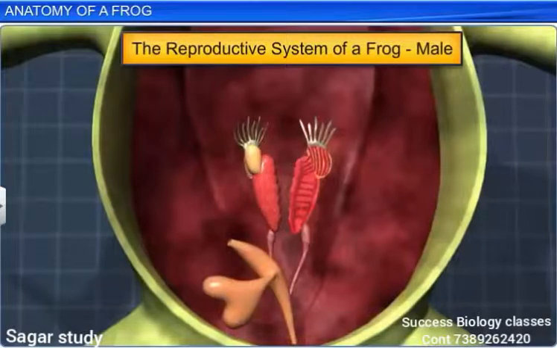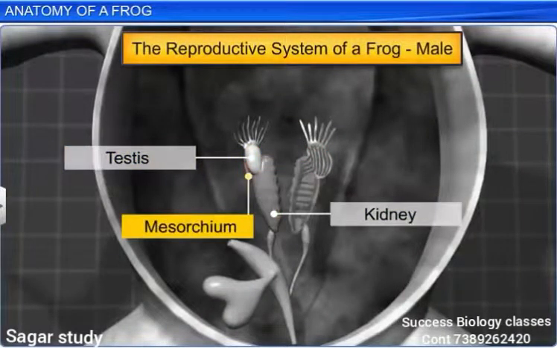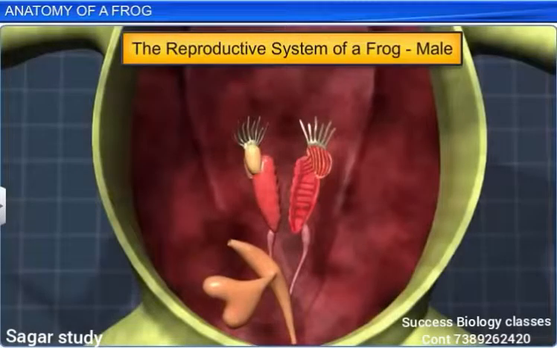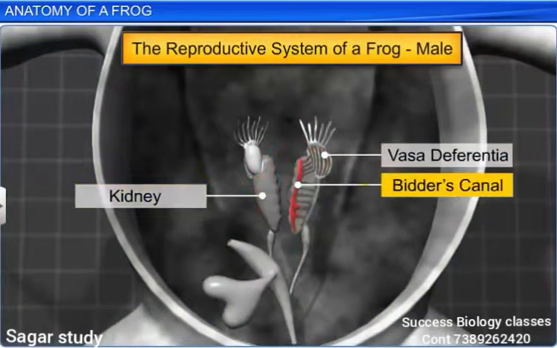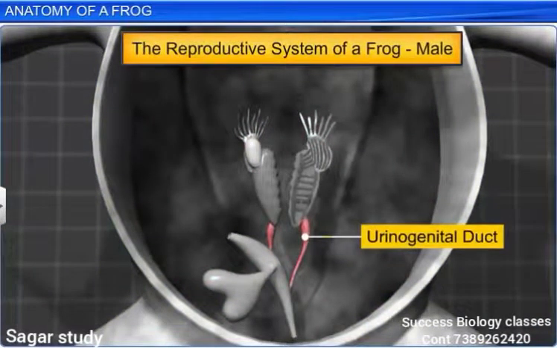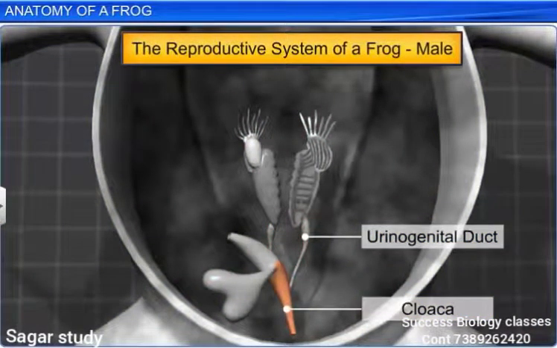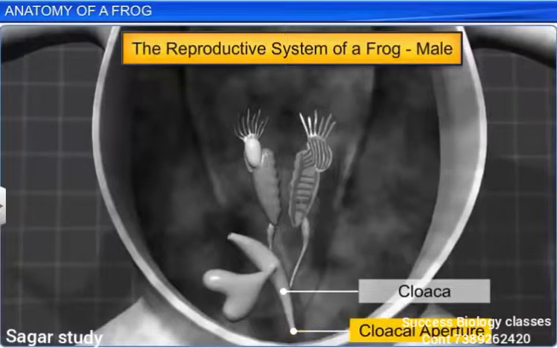The male reproductive system consists of 2 yellowish ovoid testes, which are attached to the upper part of the kidneys by the mesochium. From each testis arise 5 to 6 vasa deferentia that enter the kidneys and open into the Bidder's canal. The vasa deferentia finally join the urogenital duct and open into the cloaca. The cloaca is a small median chamber that serves as a single opening that passes out fecal matter, urine and sperm.